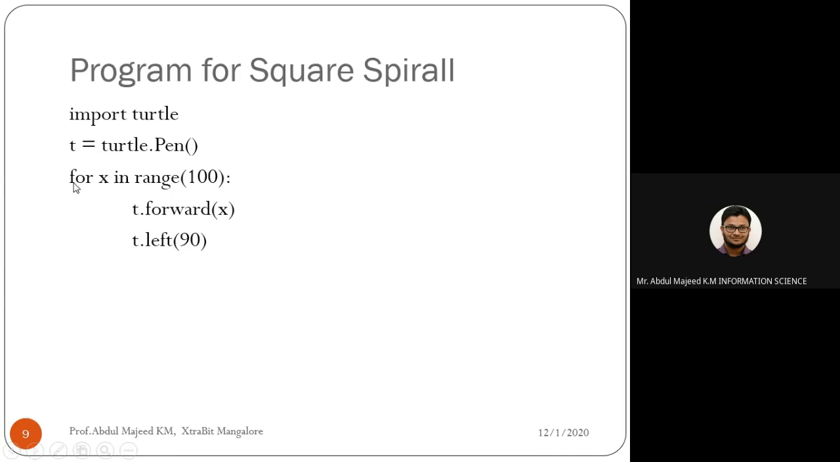Loops in detail we can discuss in the next class. For the time being, I am just telling you that you can use loops for repetition. I want to repeat these two statements 100 times. For that I am writing: for x in range 100. So these two lines will be repeated 100 times. So let's see the output of this particular code.